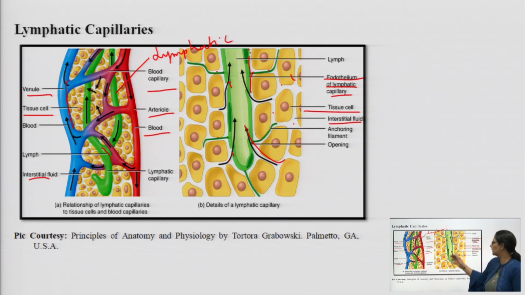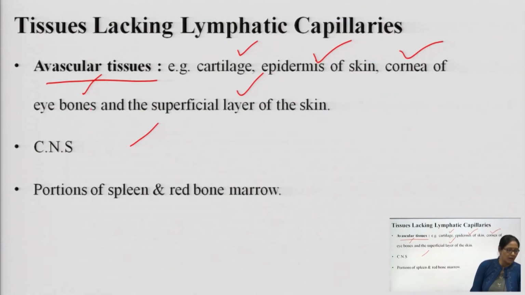And this is the diagrammatic presentation of the lymphatic capillaries. Lymphatic capillaries collect the excess interstitial fluid from in between the tissues and pour it into the lymphatic capillaries. Some tissues don't have any lymphatic capillaries, for example the superficial layer of skin, cornea of the eye, epidermis of skin, cartilage, bone, CNS, and some portion of the spleen and the red bone marrow.